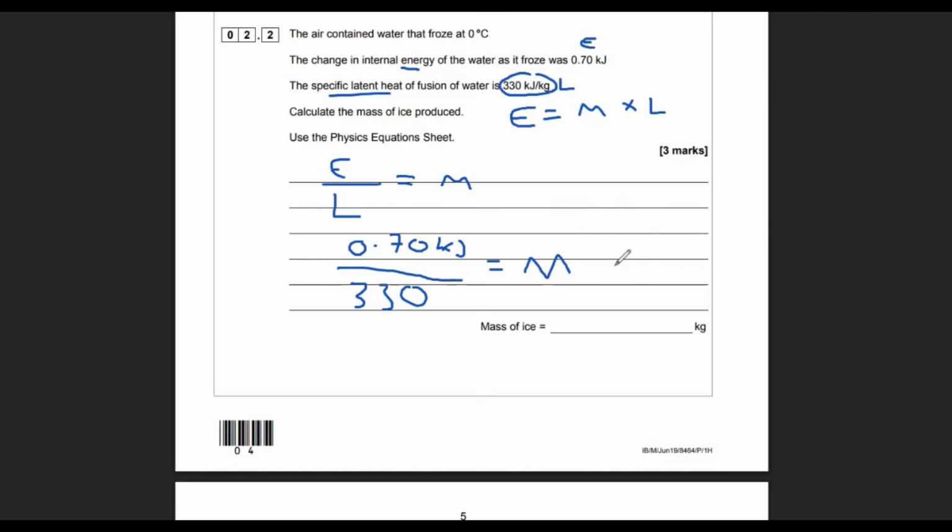0.002121. So the answer I get is 0.002121. What am I going to write this as? Well, I'm going to go like that. 0.00212. And there we go. It's going to get me three. All of the marks. 1, 2, 3. Beautiful. Okay, let's move on.